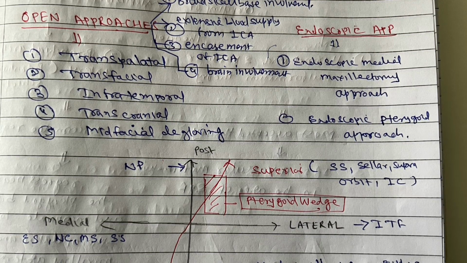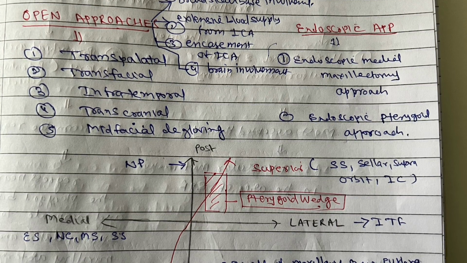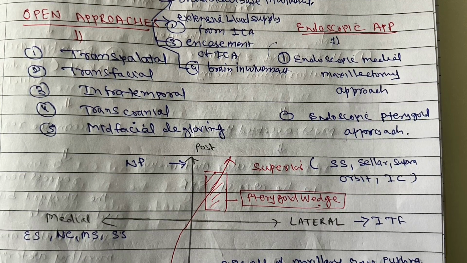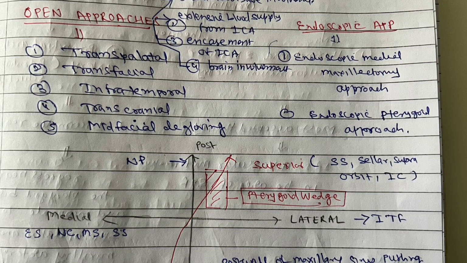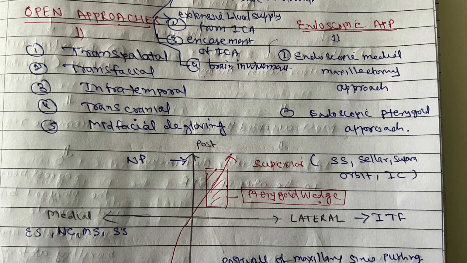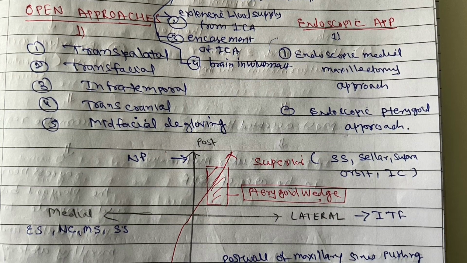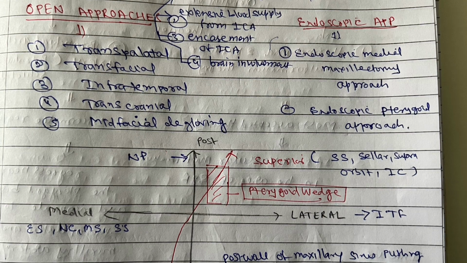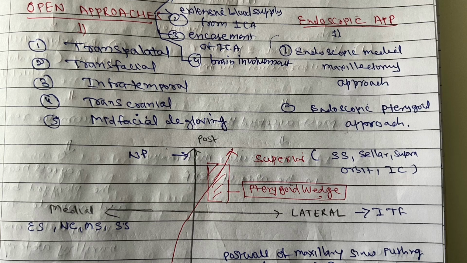Open approaches are transpalatal approach, transfacial approach, infratemporal fossa approach, transcranial approach, and midfacial degloving approach. And endoscopically you can do medial maxillectomy approach or endoscopic pterygoid approach. So these are the approaches to do the surgery. Sometimes we require a combination of multiple approaches.